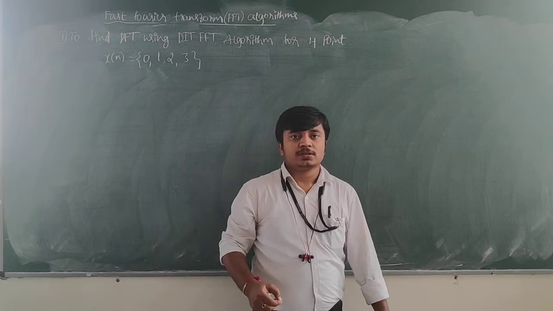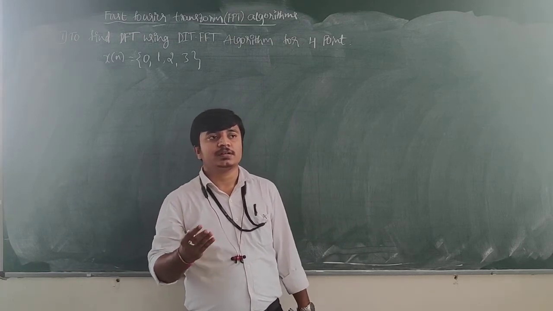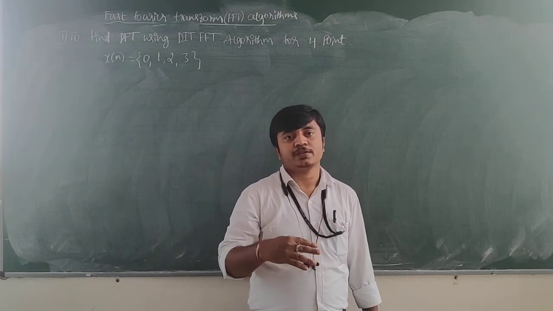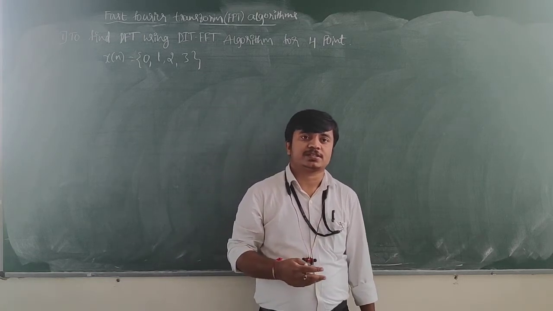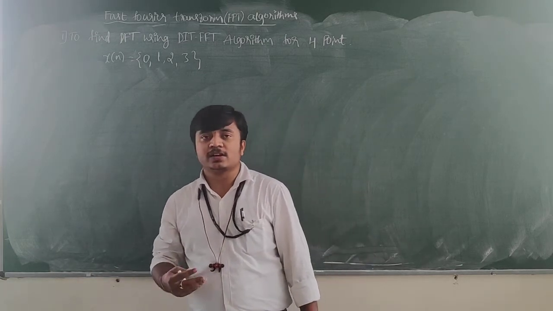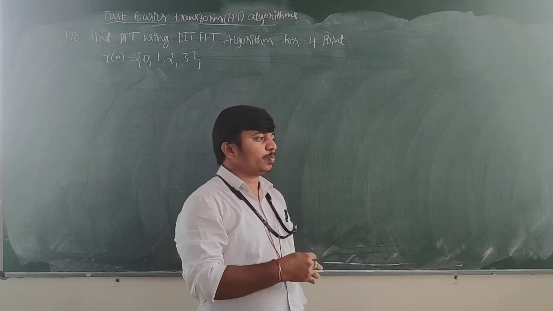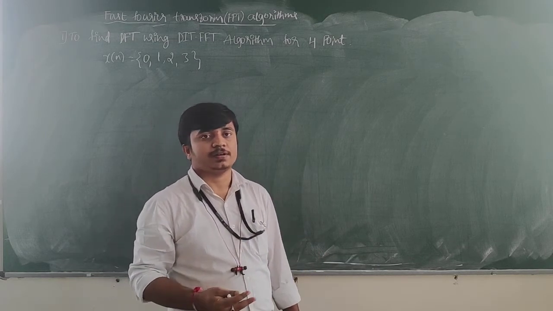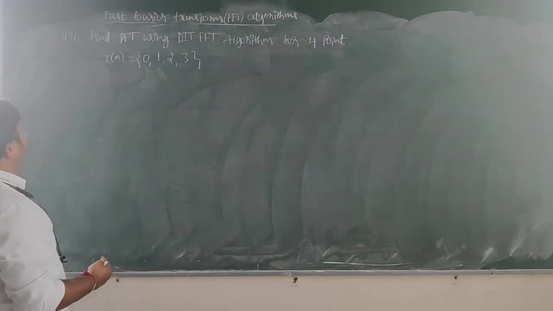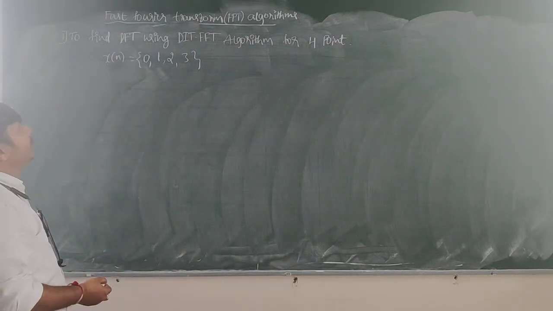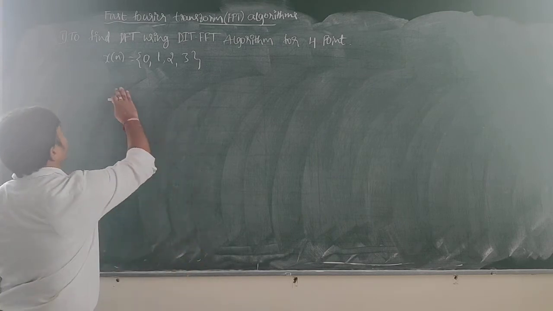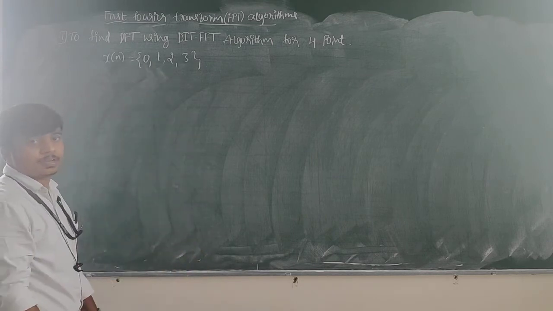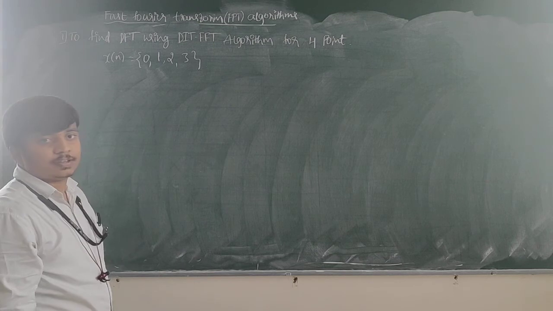Good morning all of you. In the last class we have seen the 8-point DIT FFT and 4-point DIT FFT flow graphs and the butterfly structures. So let us solve some problems on 4-point DFT and 8-point DFT. Here we are asked to find the DFT using the DIT FFT algorithm for 4 points, and the input sequence x of n is given.